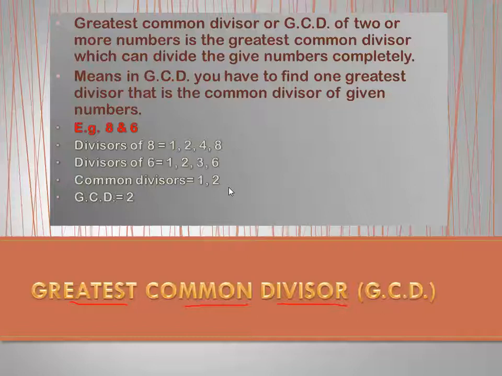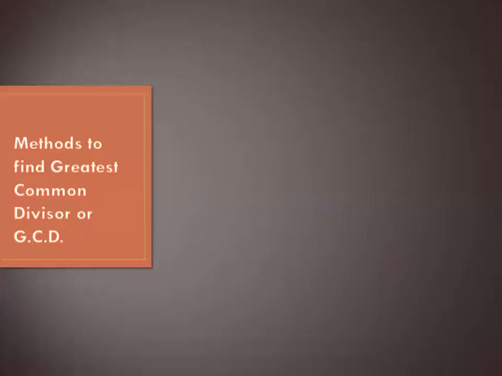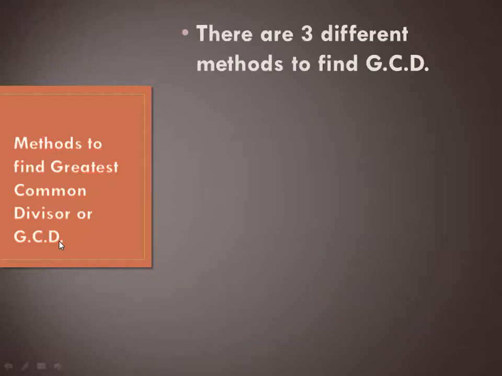This is a very simple example, but in this chapter, chapter number 2, GCD and LCM, that you are going to learn in class 6, there are different methods to find GCD. Now how many are they? There are 3 different methods to find GCD. Means you can find the greatest common divisor by 3 different methods.